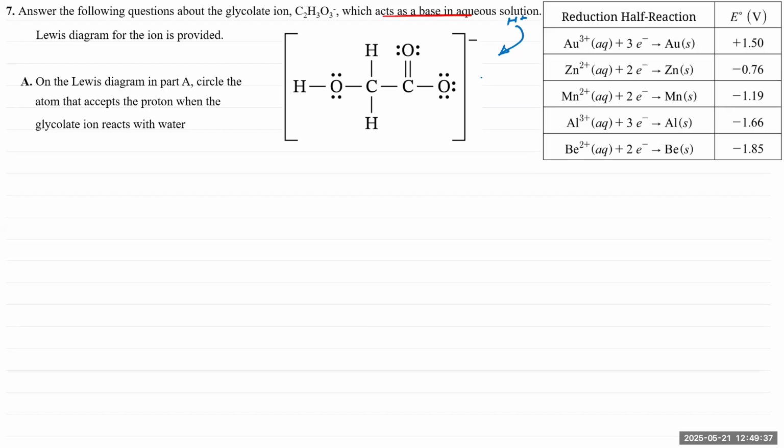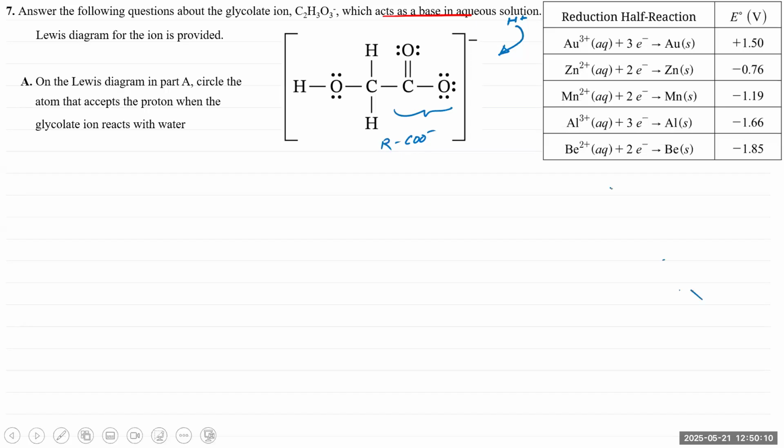On the Lewis diagram, part A, circle the atom that accepts the proton when the glycolate ion reacts with water. Well, you don't have to know this. I don't cover a lot of organic chemistry or go into depth in my AP classes because it's such a small part of it. Also, if you take a real intro survey chemistry course in college, organic's not really part of it. But if you take bio or AP bio or some sort of bio, you should understand or recognize this portion, which is this, right?